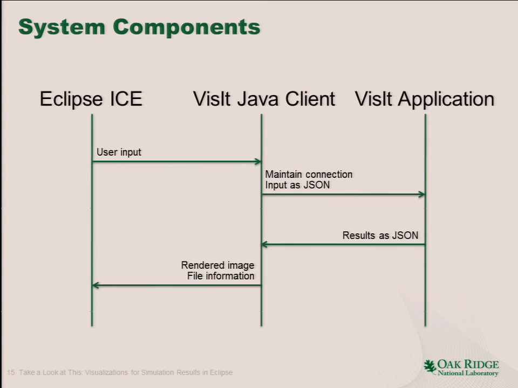The connection between the VisIt Java client and the VisIt application is made through an SSH connection that's managed by leveraging the Java Secure Shell API. Communication between the Java client and the VisIt application is then executed by passing JSON objects between the two on the VisIt Java client side. These JSON objects are encoded and decoded using Google's JSON library.